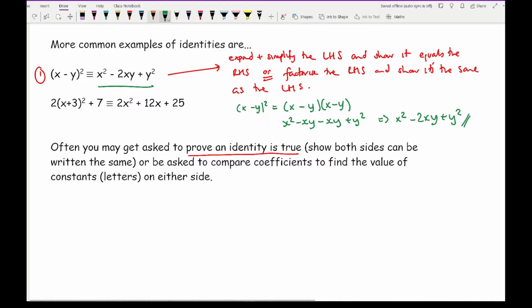And likewise, if I was to factorize it to get the same, you always want to make a decision of what's easier to do. Is it easier to factorize or is it easier to expand and simplify? Nine out of ten times, most likely it's always going to be expand the brackets and simplify.